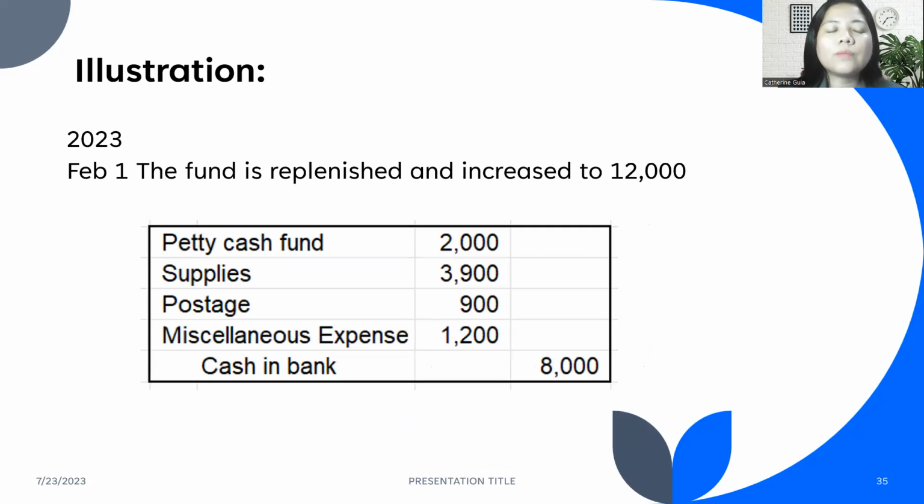How about the next month, the fund is replenished and increased to 12,000. So assuming that the supplies went up to 3,900, the postage 900, and miscellaneous expense 1,200. You will need to include another debit of petty cash fund because you will be increasing the fund to 12,000. So you have to debit 2,000 petty cash fund and your cash in bank is 8,000. So that's how you prepare entries under imprest fund system.